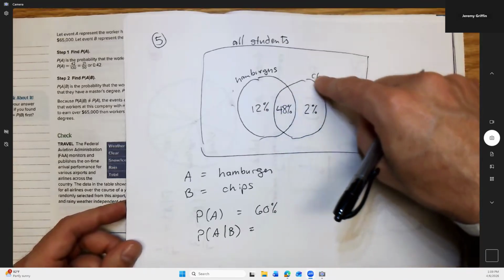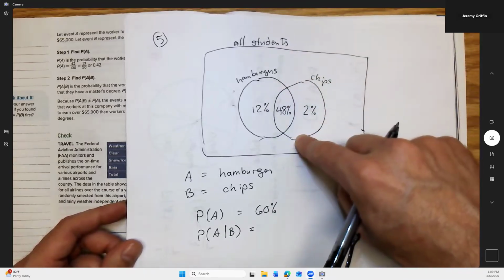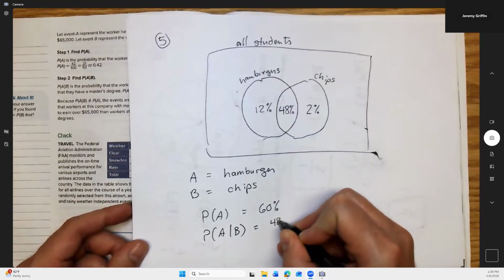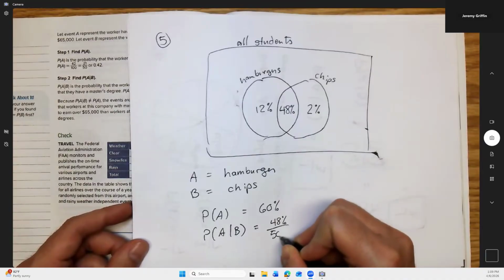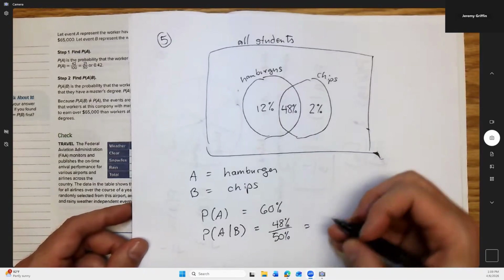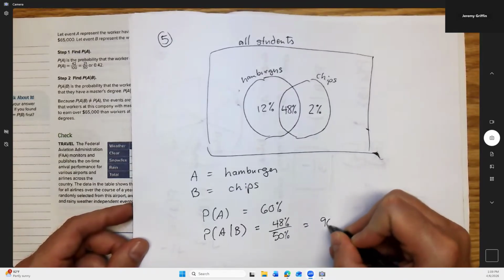Okay. Well, out of chips, there's a total of 50%. And 48 out of those 50, so it'd be 48% out of the 50%, who got chips also got a hamburger. Okay, that's going to simplify to 96%.